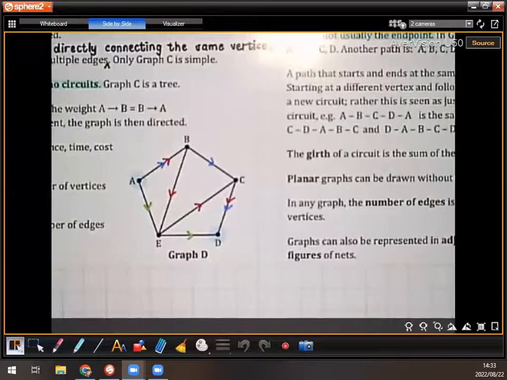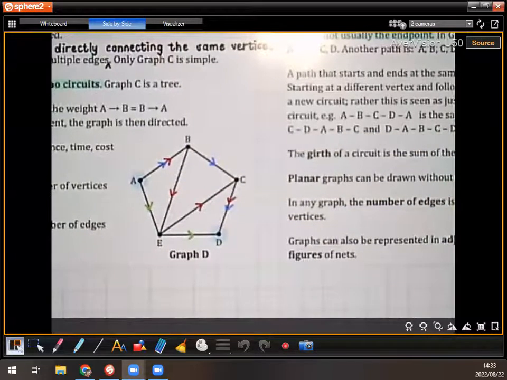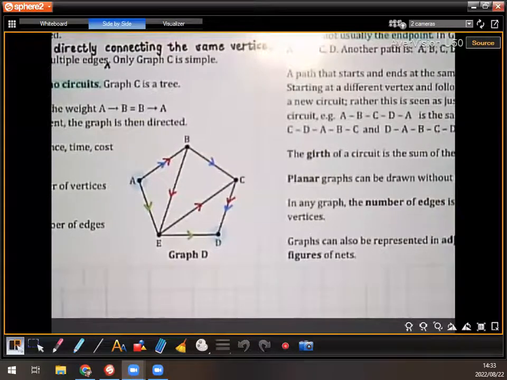There were lots of others as well. You could also go A to B, B to E, and then E to D, alright? There are lots of different paths. Basically, a path is just a route to get you from one vertex to another vertex, and you may not use the same edge more than once. And that's the important thing, okay?